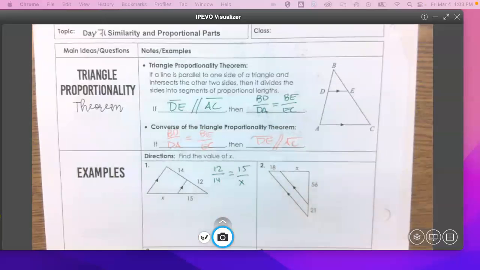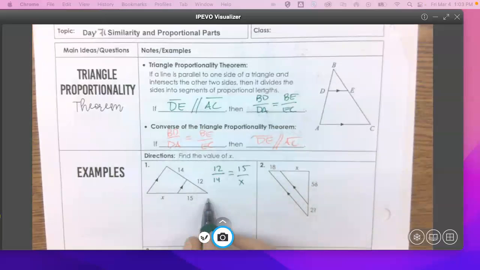When we have a proportion, we can solve it by cross multiplying. 12 times X equals 14 times 15, divided by 12. 3 is 5, 2 is 7 is still a 2, so 5 times 7 is 17.5.